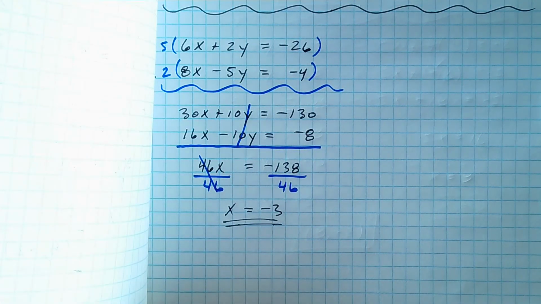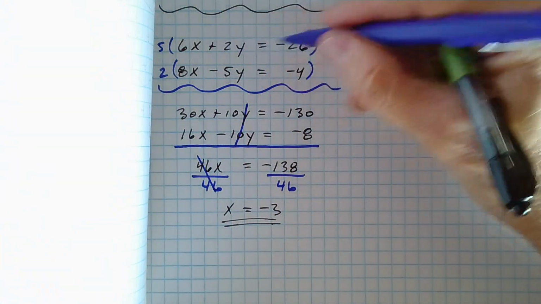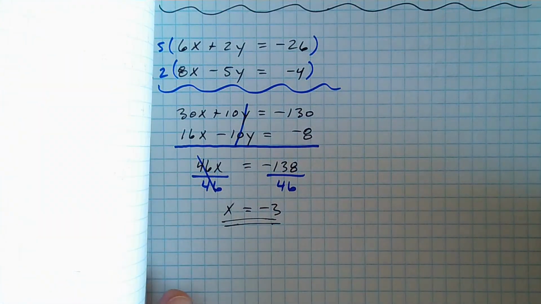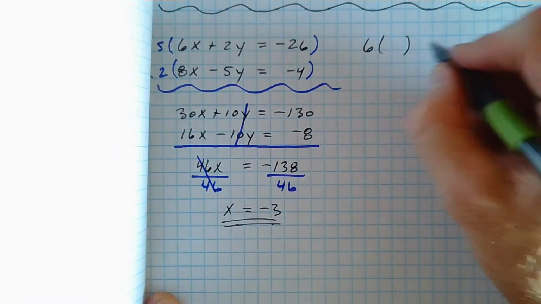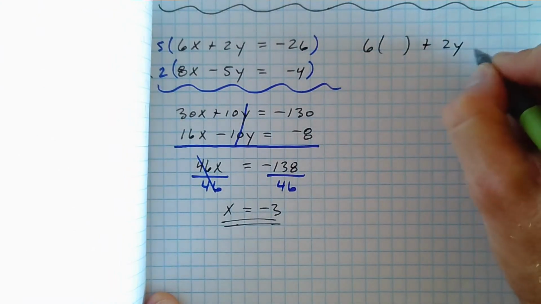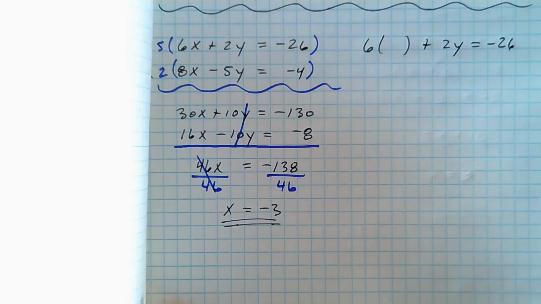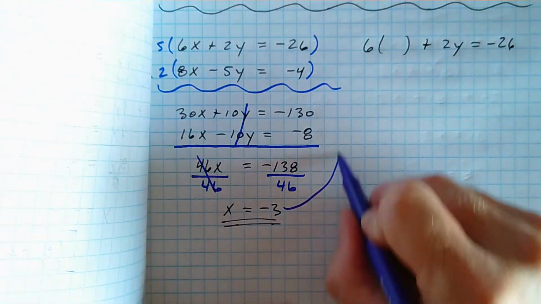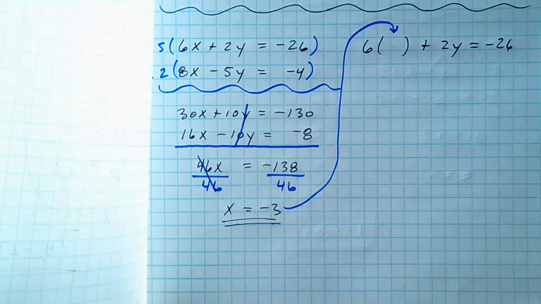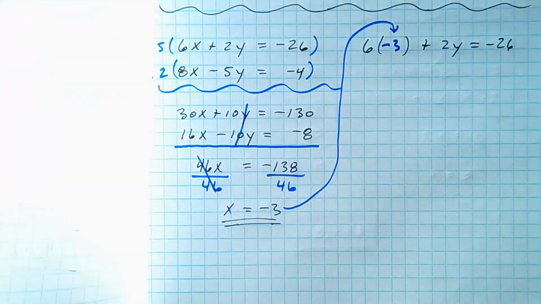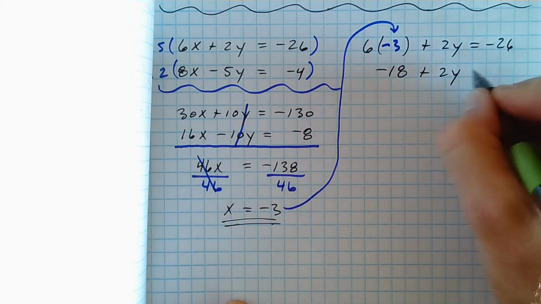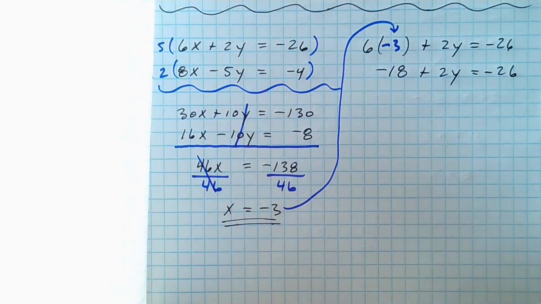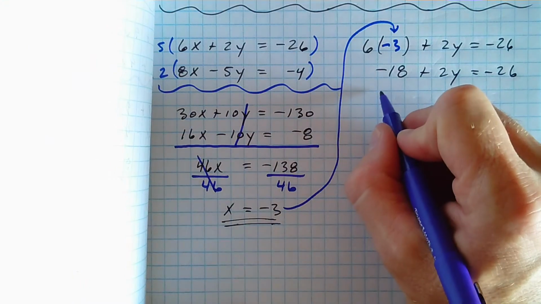Okay, so this is part of my answer. I'm going to substitute this in, and I'm going to solve for y. I think I'm going to substitute into the top equation. That's going to be the easiest one for us to figure out. So I'm going to have 6, open up space to substitute my x, plus 2y is equal to negative 26. Right, and remember, this negative 3 is going to go in right here. So I have negative 18 plus 2y equals negative 26.